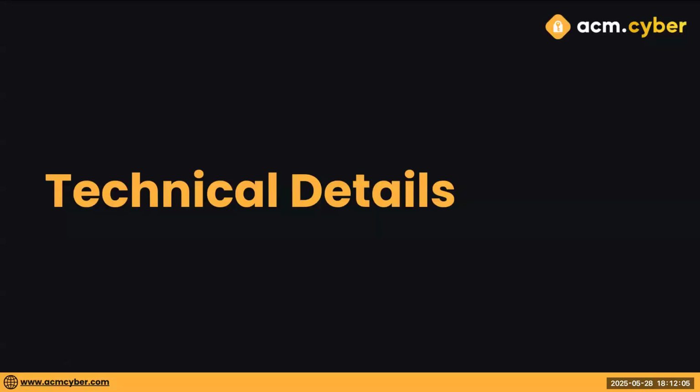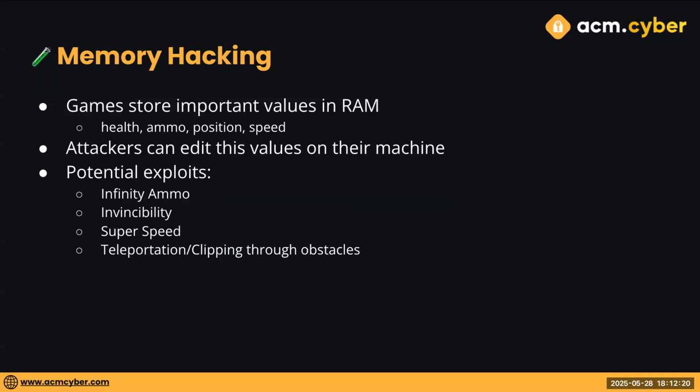But first, before we get into the more logistical sides of game hacking, I'm going to go into some of the technical things that people do that are considered game hacking. One of the first and most well-known is memory hacking. Games store a lot of important values in their RAM. This includes their health, their ammo, their position, their speed, and a lot of other important qualities. Attackers can edit these values on their machine to give them an unfair advantage. These exploits include infinite ammo, invincibility, super speed, teleportation, just to name a few, but there are a lot of others.